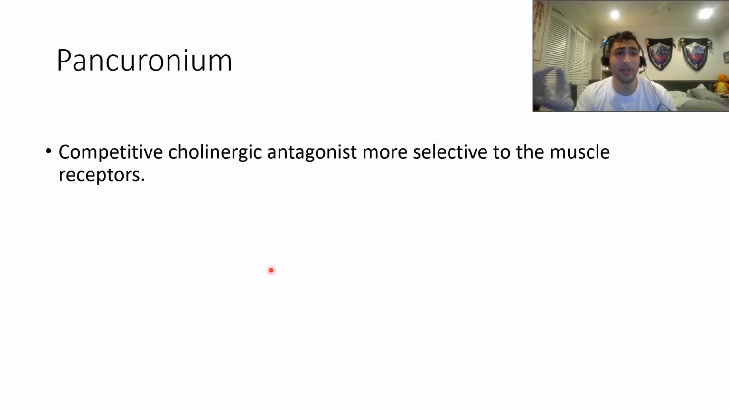Now, pancuronium is really great because it's a competitive cholinergic antagonist that's selective to the muscle receptors. All right, it's not an agonist, it's an antagonist, but it's selective to the muscle receptors, so you don't get all those autonomic side effects.